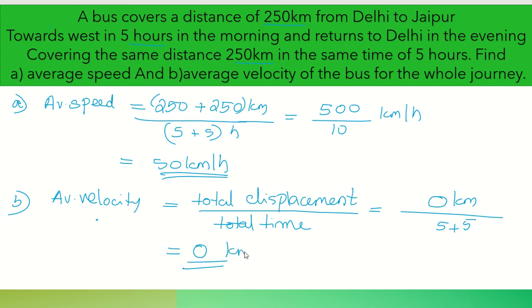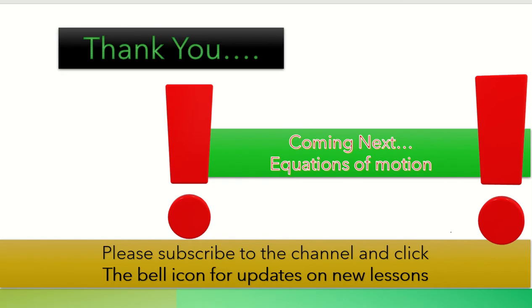Okay. So average speed is 50 km per hour and average velocity is 0 km per hour. That means even when the object is traveling, it can have an average speed and 0 velocity. Okay, that's very important. So here the bus has an average speed of 50 km per hour, but still it has an average velocity of 0 km per hour because its starting and ending positions are the same.